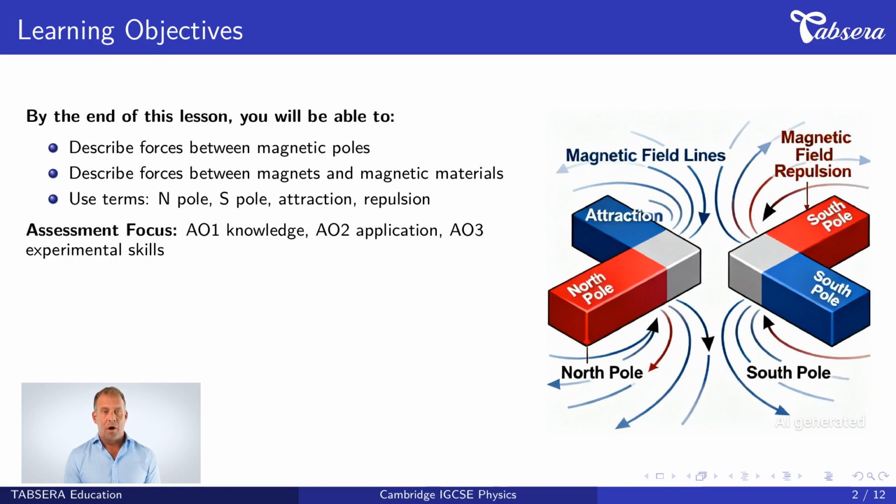This covers how permanent magnets attract materials like iron, nickel, and cobalt. Third, use terms N-pole, S-pole, attraction, repulsion. You'll use precise scientific vocabulary correctly in explanations and calculations. These objectives align with Cambridge IGCSE assessment objectives, AO1 for scientific knowledge, AO2 for problem-solving application, and AO3 for experimental skills.